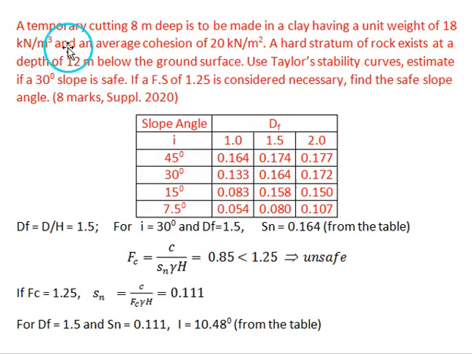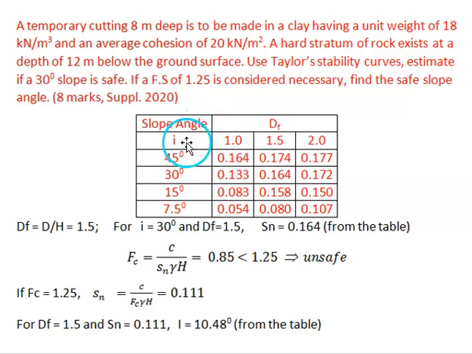Next example: a temporary cutting 8 meter deep is to be made in a clay having a unit weight of 18 kN per meter cube and an average cohesion of 20 kN per meter square. A hard stratum of rock exists at a depth of 12 meter below the ground surface. Use Taylor stability curves. Estimate if a 30-degree slope is safe. If a factor of safety of 1.25 is considered necessary, find the safe slope angle.